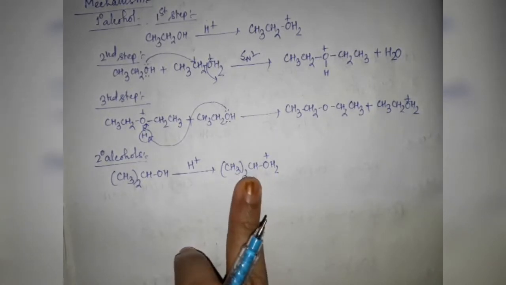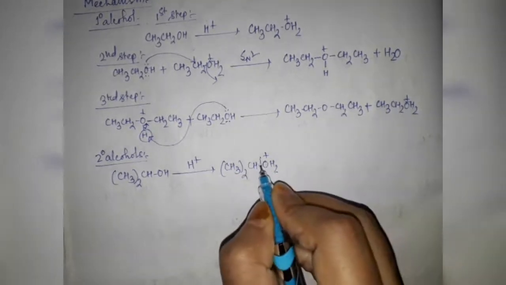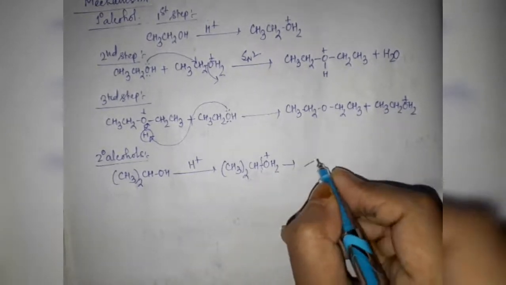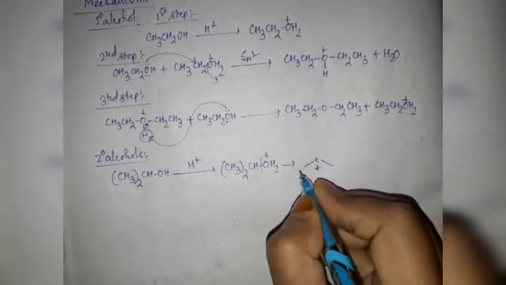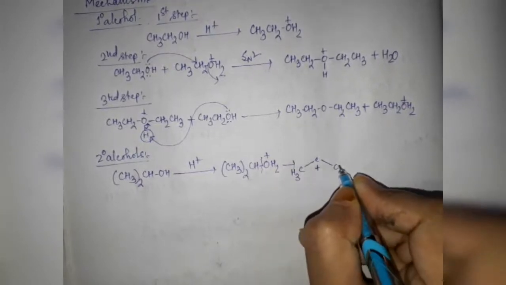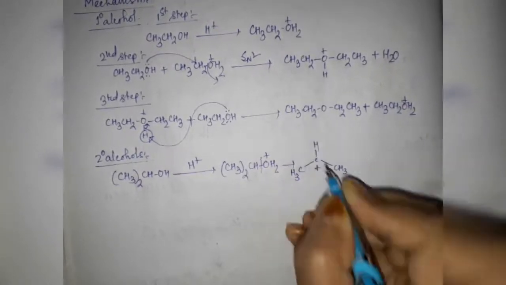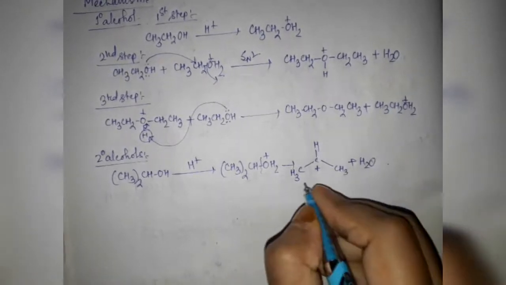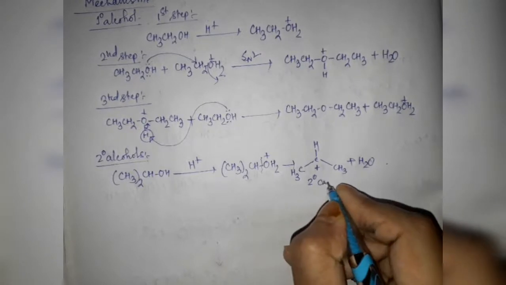So what will happen now? That is our question. So it can break this bond, okay, and water molecule will be liberated along with the formation of a 2 degree carbocation, that means this one, and the water molecule which has left. Okay, this is 2 degree carbocation.